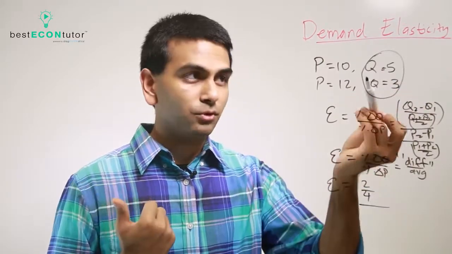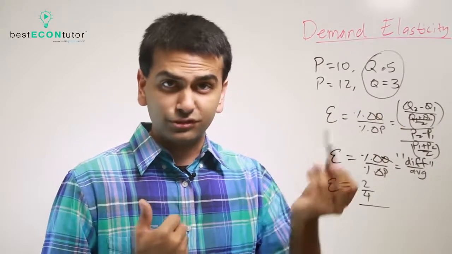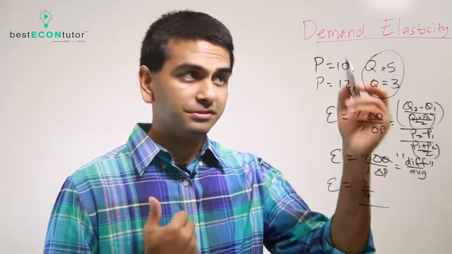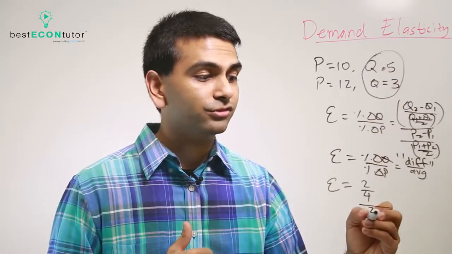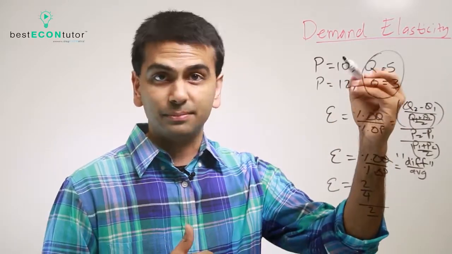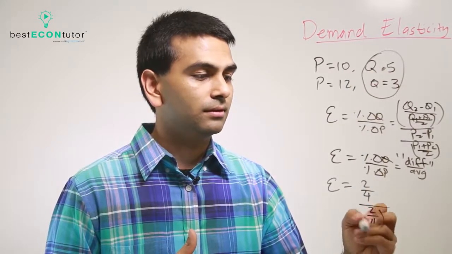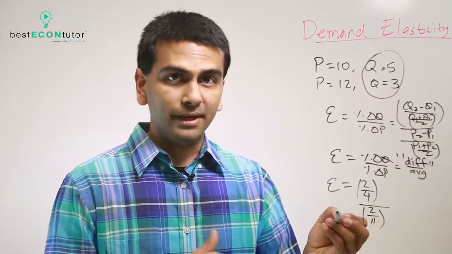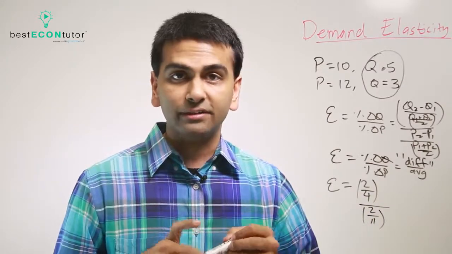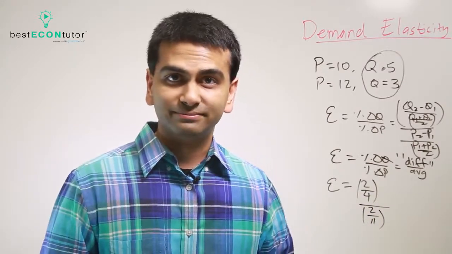Now, that's for quantity on top. Now in the denominator, just do the same thing for price. So same thing, here's how simple it is, difference over average. The difference between 10 and 12 is 2, and the average, the number between 10 and 12 is 11. So there you go, the elasticity would just be 2 over 4 divided by 2 over 11. So whatever that is on your calculator will be the elasticity.